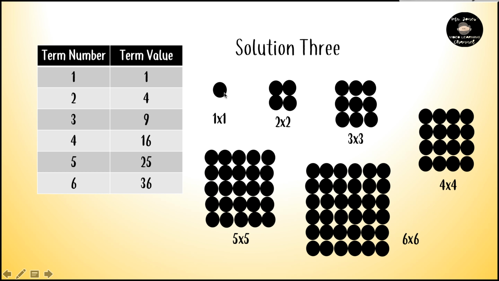So if you take a look, obviously this one is just 1. So calling it 1 times 1 is a little bit silly until you realize that the rest of them follow that relationship. So if we group this into 2 rows and 2 columns, then it's 2 times 2. This one we group into 3 rows and 3 columns, 3 times 3, and all the way up to 6 times 6.